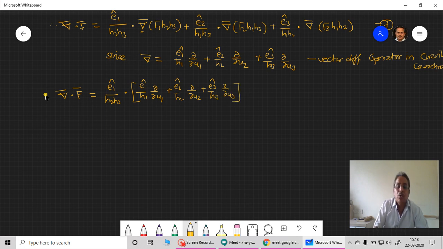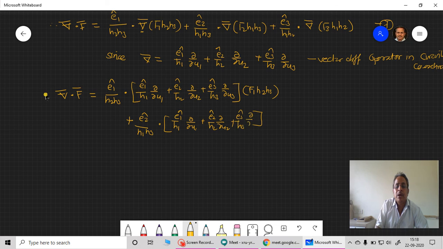This is to be operated over F1 into H2 H3. This is my first term here. Second term is plus E2 cap upon H1 H3 dot, again the same bracket, E1 cap upon H1 into ∂/∂U1 plus E2 cap upon H2 into ∂/∂U2 plus E3 cap upon H3 into ∂/∂U3 in the bracket. This is to be operated on F2 H1 H3.